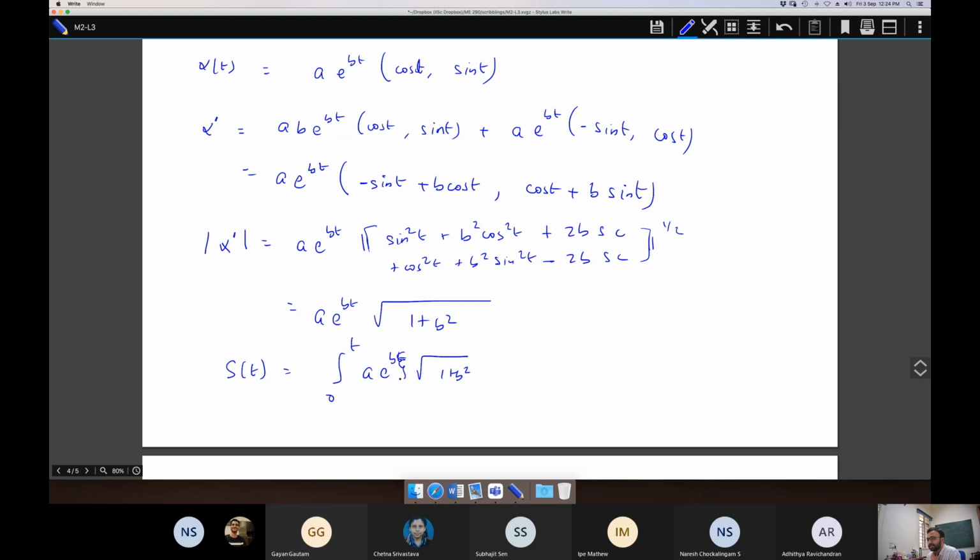Let's put dx here, right? So a and root of 1 plus b square are constants. What is the integral of e power bx? Integral e power bx dx. How much is it? e raised to bx by b.